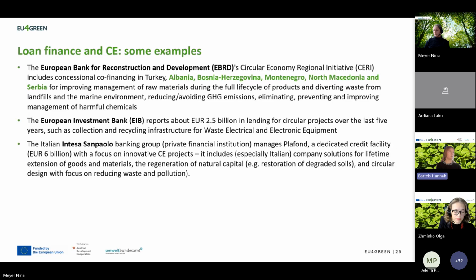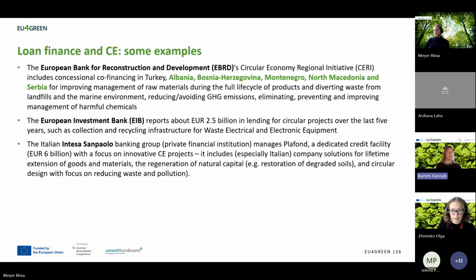And then another example from a private financial institution, the Italian Intesa Sanpaolo Banking Group, who manages a platform, a dedicated credit facility with a focus on innovative CE projects, which include, at this point in particular, Italian company solutions for lifetime extension of goods and materials, as well as the regeneration of natural capital, such as restoration of degraded soils, and circular design with a focus on reducing waste and pollution.